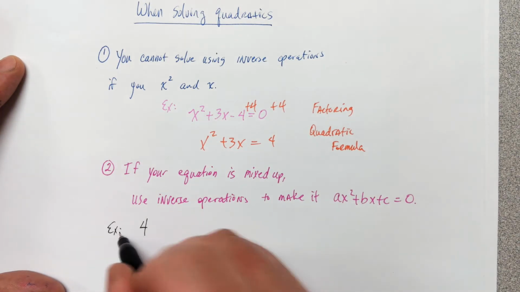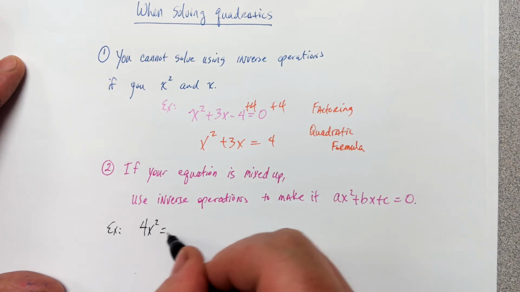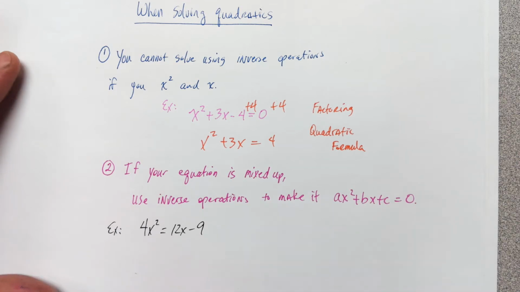So here's an example. Let's say we had 4x squared equals 12x minus 9. It's not equal to 0, right? We need to get it equal to 0 before we can even start. So before we can even start, you have to get everything on one side so it's equal to 0.